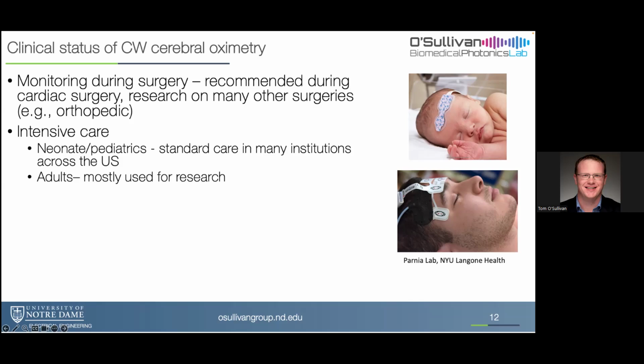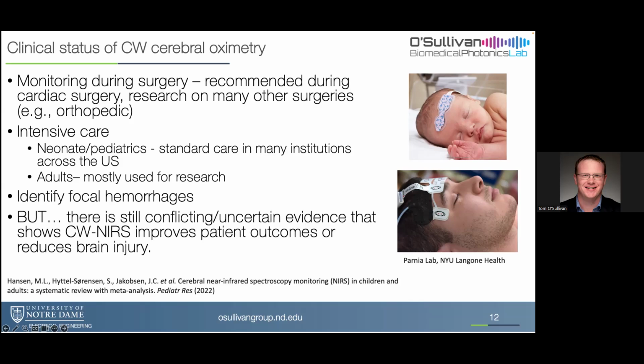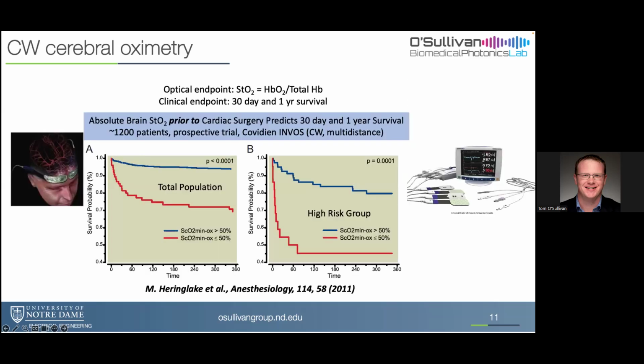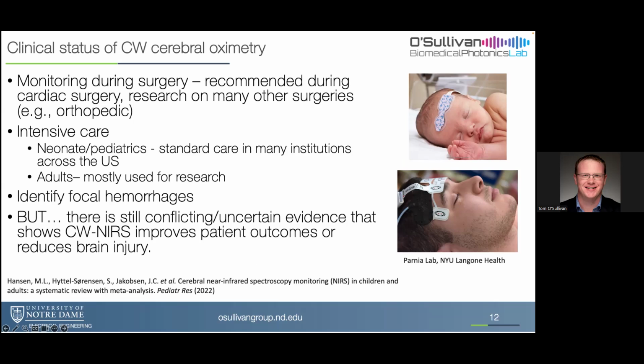And the reason is, there's a company that created these devices to identify focal hemorrhages. Basically, you're just looking for regions of the brain where there's high absorption. But the reason, I mean, these have been around for 20 plus years now. There's still quite a bit of conflicting and uncertain evidence that shows that using these devices actually improves patient outcome. So there's plenty of studies like this that show things that kind of make sense, right? That you can look at differences between cohorts. But when you actually put this in a randomized, controlled clinical trial setting, the study looks something like this.